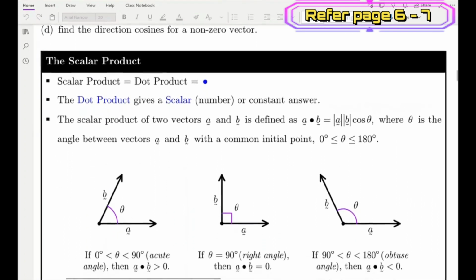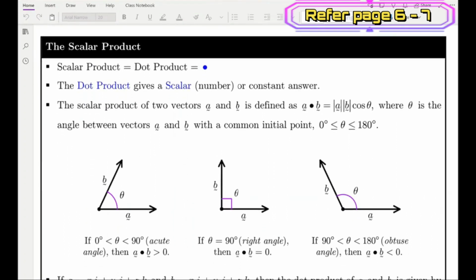Scalar product. What is scalar product? Scalar product is also called the dot product, and we symbolize it with a dot. The dot product gives a scalar, a number or constant, as the answer.